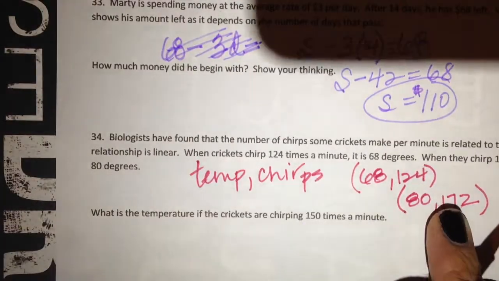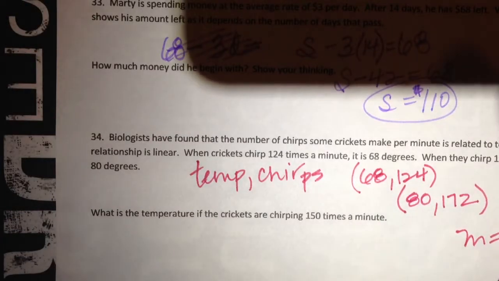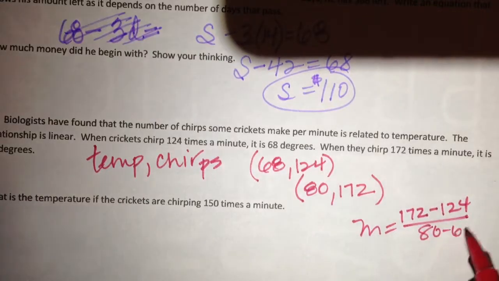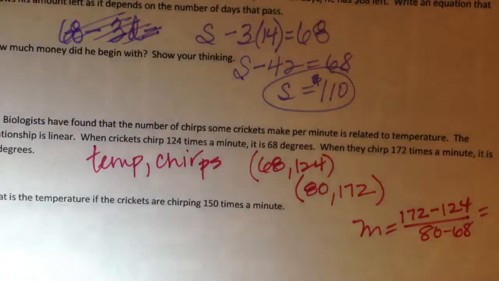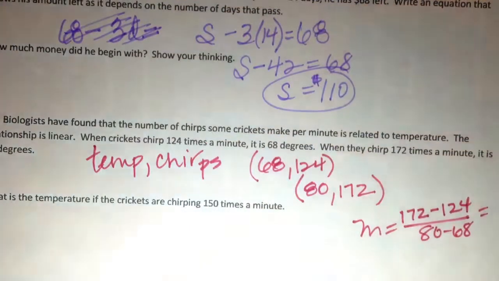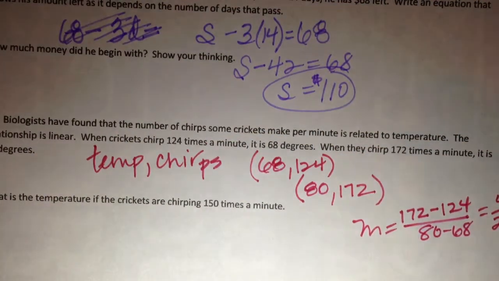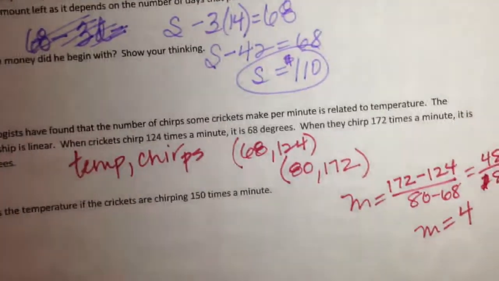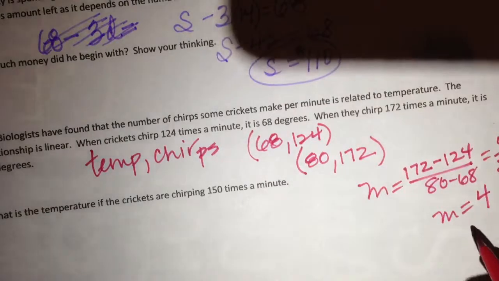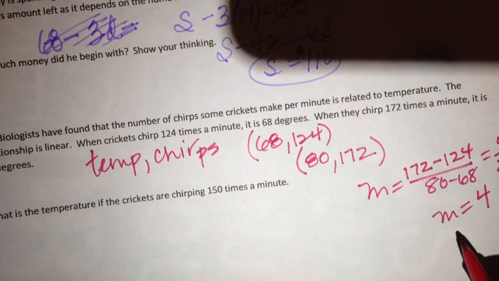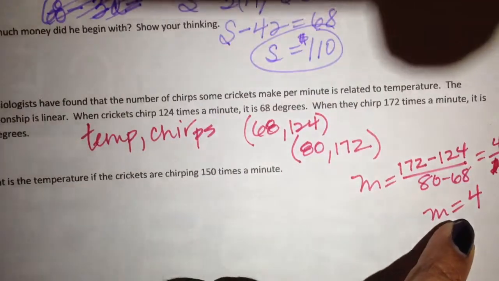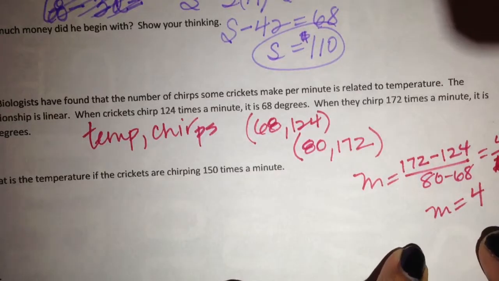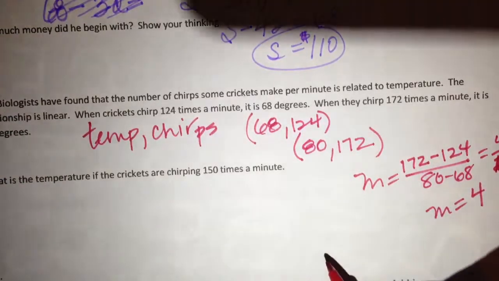Well, I need to get myself to an equation in order to solve this problem. The rate of change is 172 minus 124 over 80 minus 68. 172 minus 124 is going to give me 48 over 28, I believe. Oh, no, that's not 28, that's 12. So the crickets are chirping at a rate of, let's talk about this. Oh, we need a y-intercept. What do they start with? Crickets are chirping at a rate of, I believe, 4 chirps per minute, but we've got to go back and find out the starting value, or the b, where this equation and this situation starts.